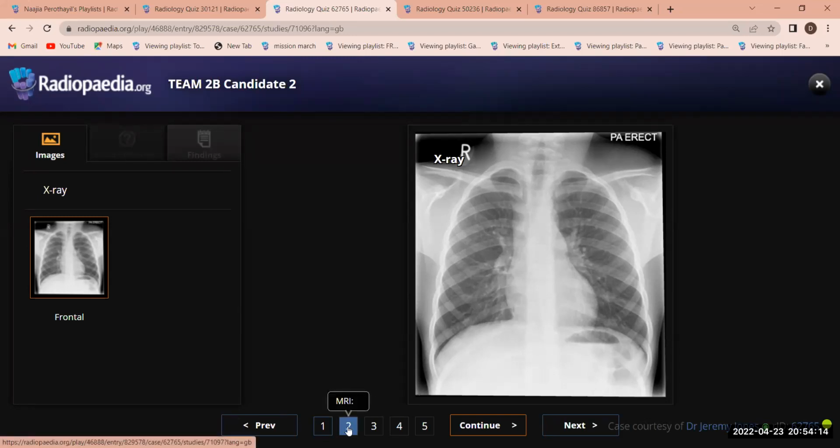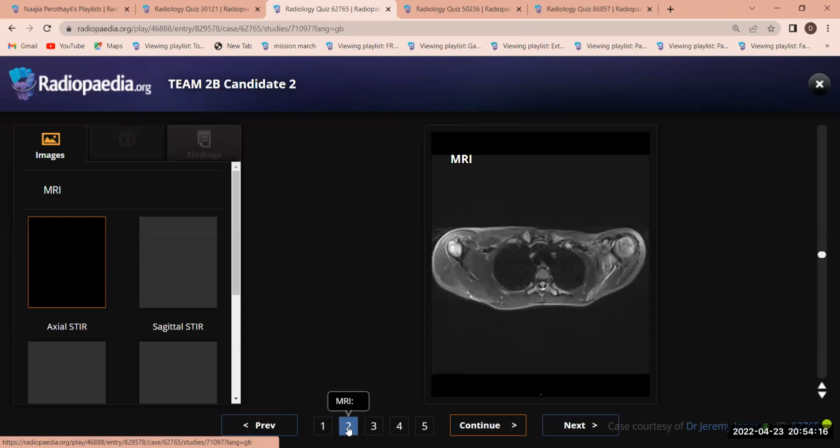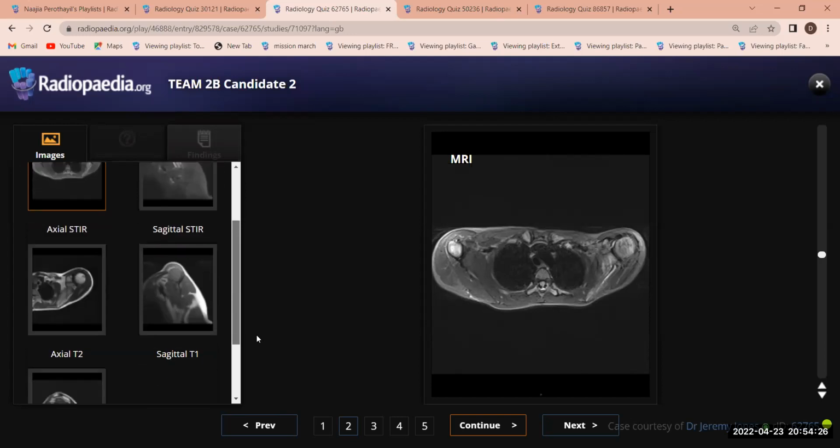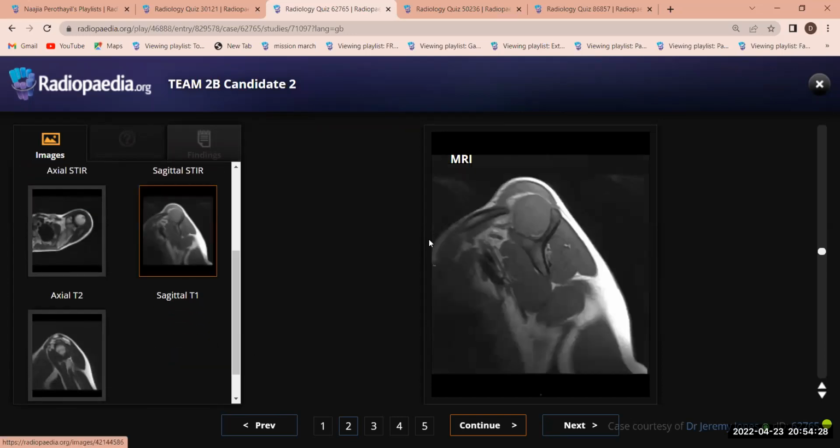Okay. So there was no further X-ray, but I have the MRI. Which sequence would you like to see? I would like to have a look at T1 first. So there is a sagittal T1. You can scroll through.